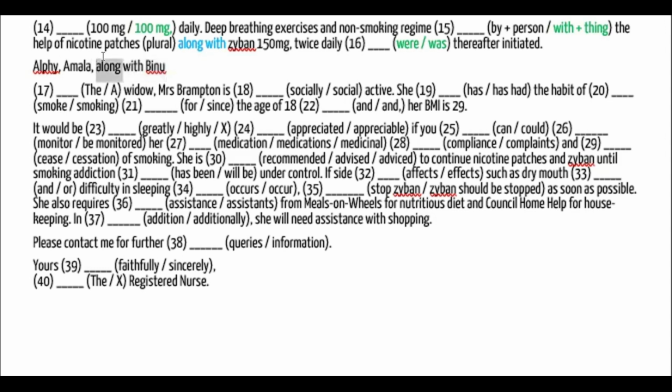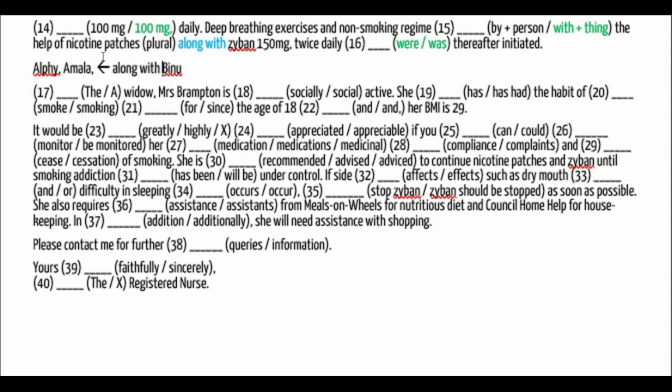Alfie, Amala, along with Binu. Look at before "along with": how many people are there? Two. After "along with": how many people are there? One. So we are only considering what is before "along with". So how many are here? Two. Alfie plus Amala is equal to 2.